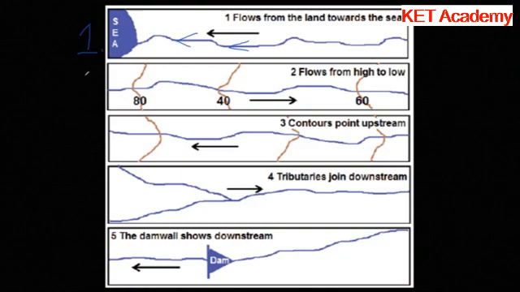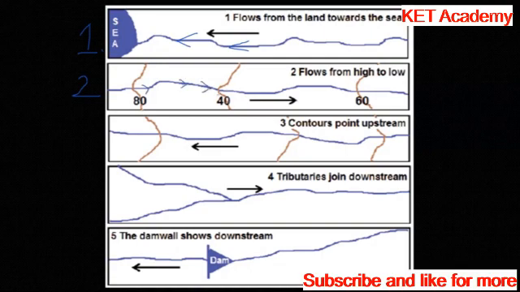A river flows from an area of highland to an area of lowland. So here we can see our contour line being 80 meters above sea level. Here we have the next one being at 40 meters above sea level. So here, if we have this one being very, very high, it's going to indicate that it's running in this direction towards the lower contour line.